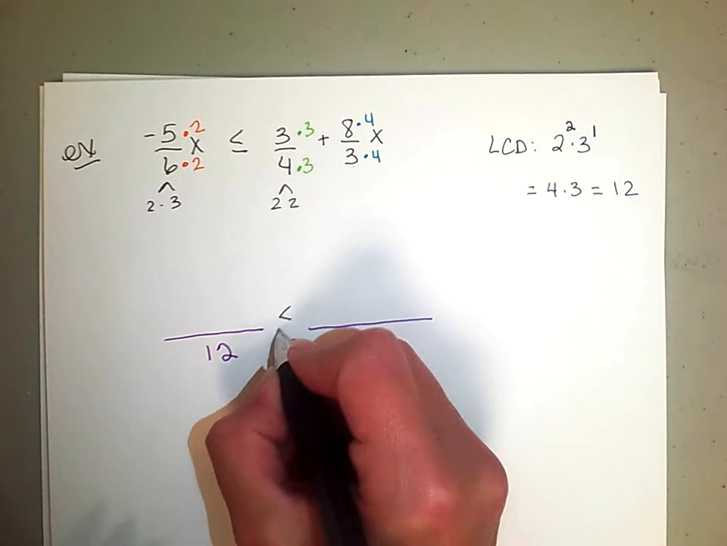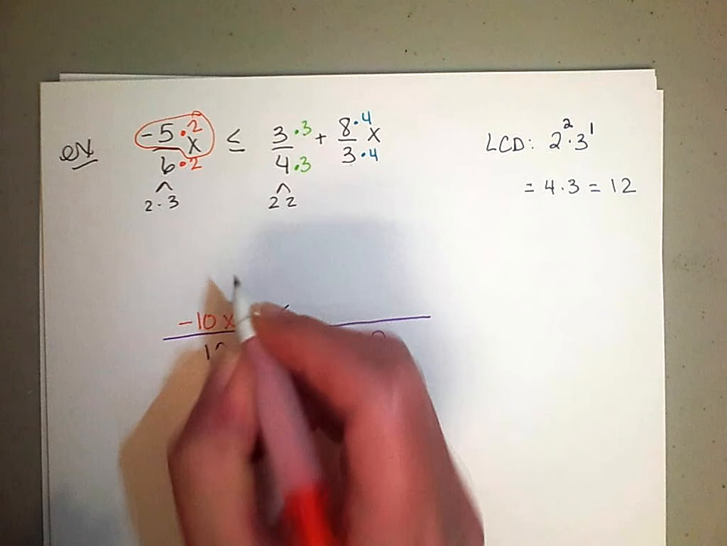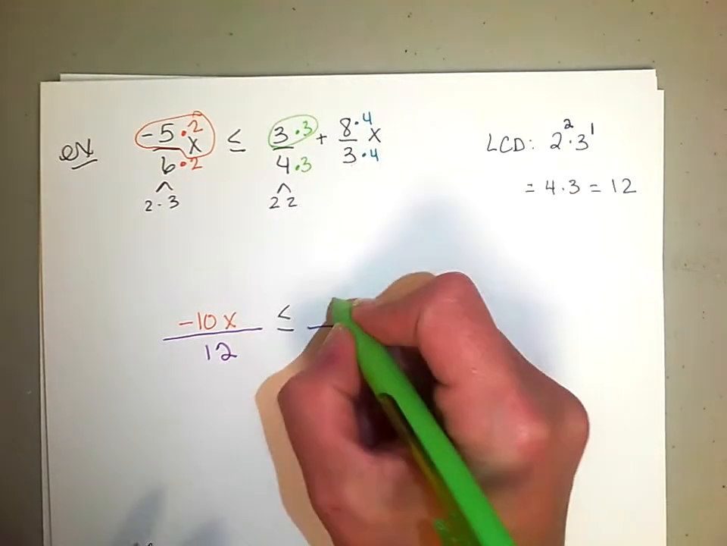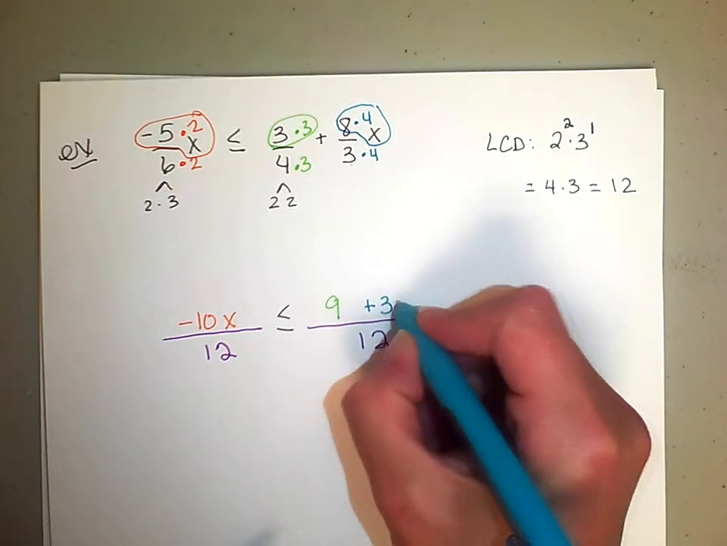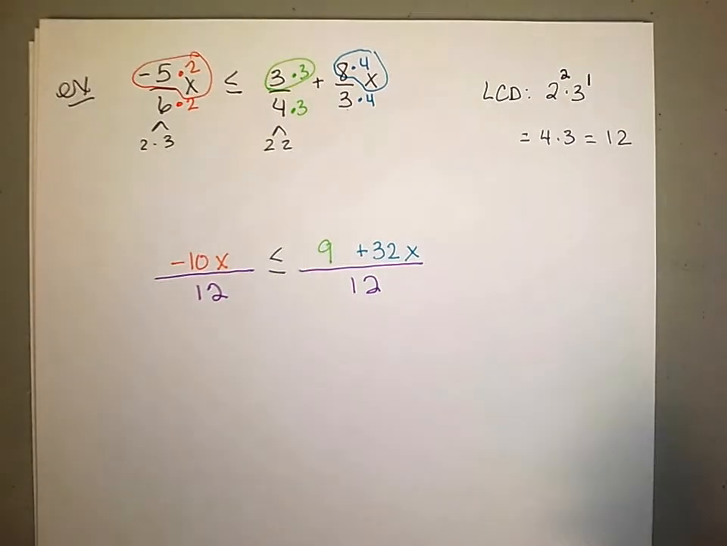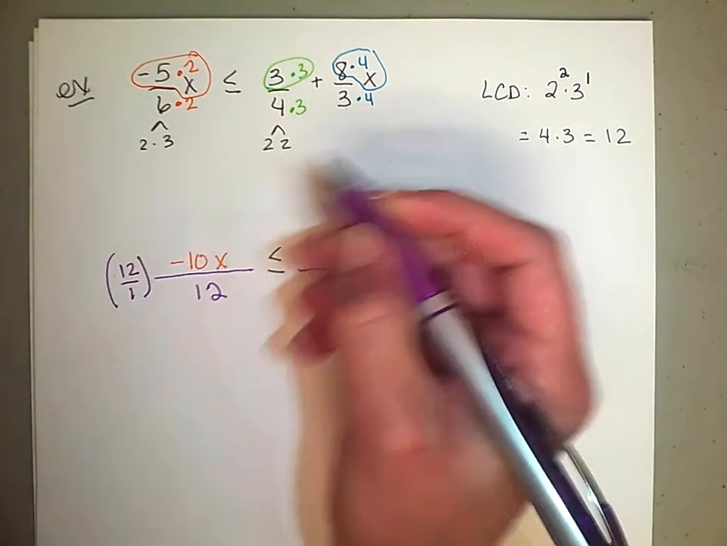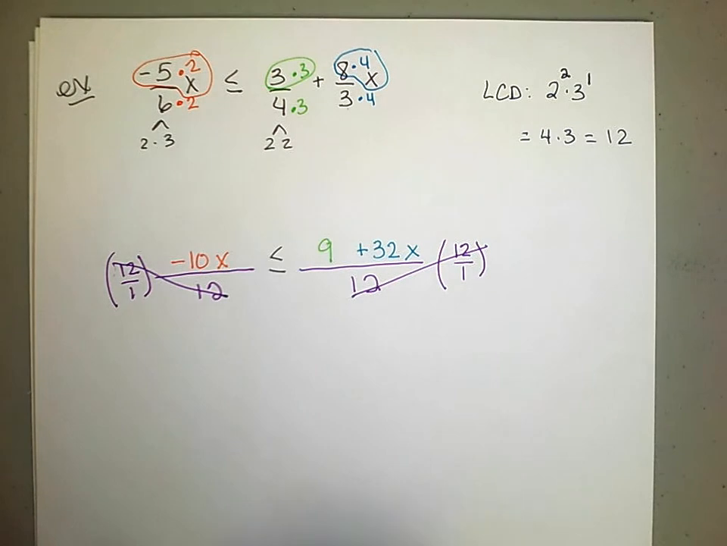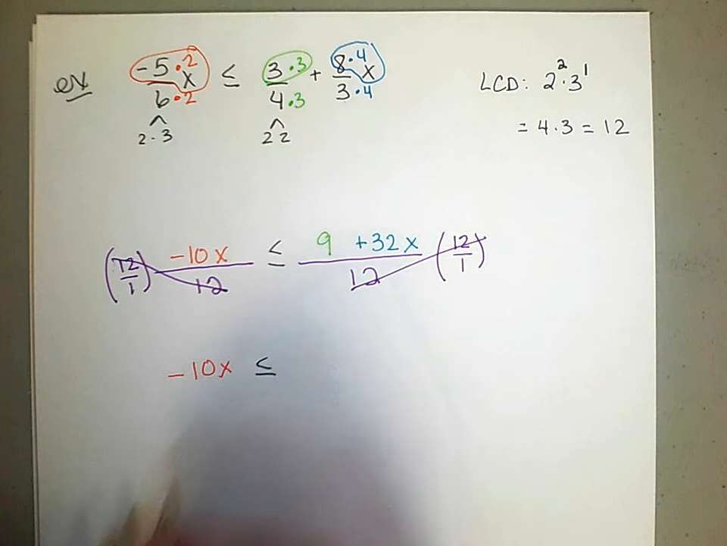In between, we'll keep the less than or equal to sign. This becomes negative 10x. This is 9. And 8 times 4 is positive 32x. Now that we have the least common denominator, we can clear these fractions. So let's multiply by 12 over 1 on both sides. That will cancel, and we'll be left with negative 10x less than or equal to 9 plus 32x.